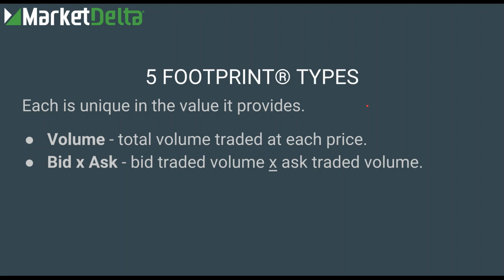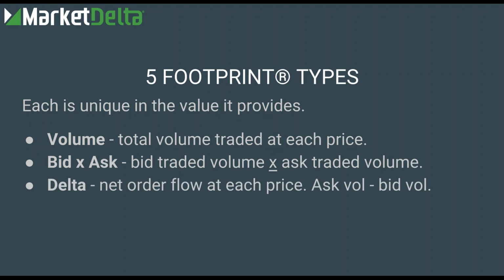Bid ask. This is the bid traded volume by the ask traded volume. So if you took the total volume that transacted and you broke it down between the volume that traded when the price was the bid price versus when that same price was the ask price, because remember, it trades in and trades out. And what we do is we categorize that for you and just show you the breakdown of that volume. That's what gives you the idea of the delta, or the net order flow at each price.